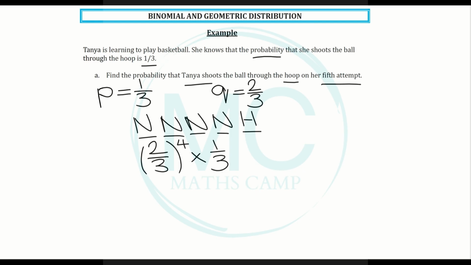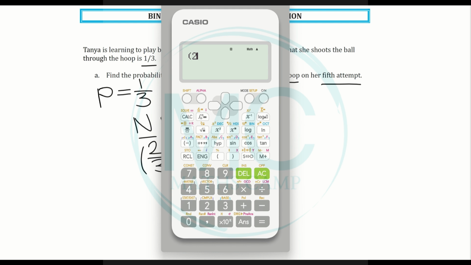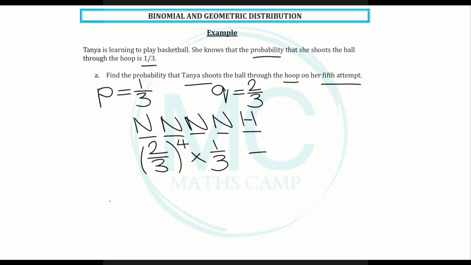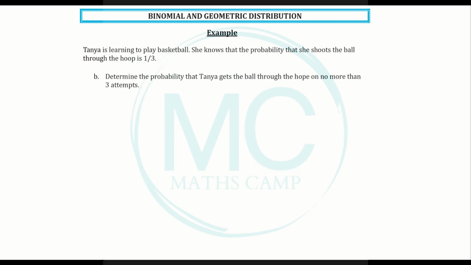Now I can take my calculator, open a bracket, 2 over 3 with an exponent of 4 multiplied by 1 over 3 is equal to 16 over 243. This is the probability that Tanya gets the ball through the hoop on her 5th attempt. Now let's look at part B. Determine the probability that Tanya gets the ball through the hoop on no more than 3 attempts. No more than 3 attempts, which means that x is smaller than or equal to 3.